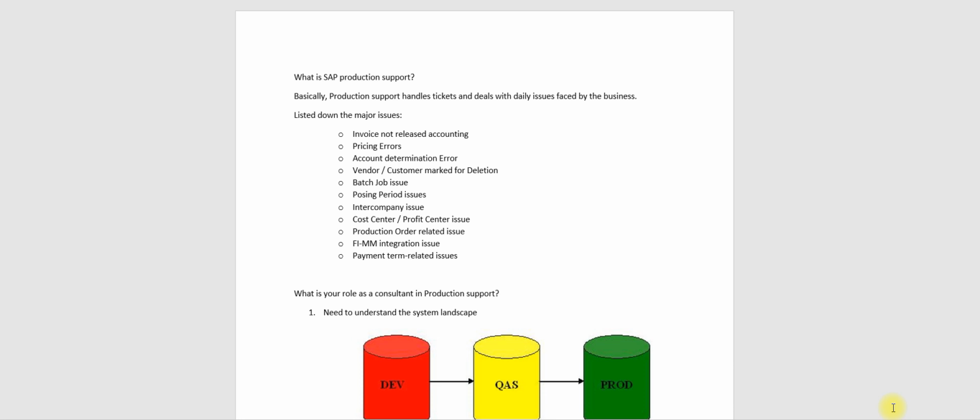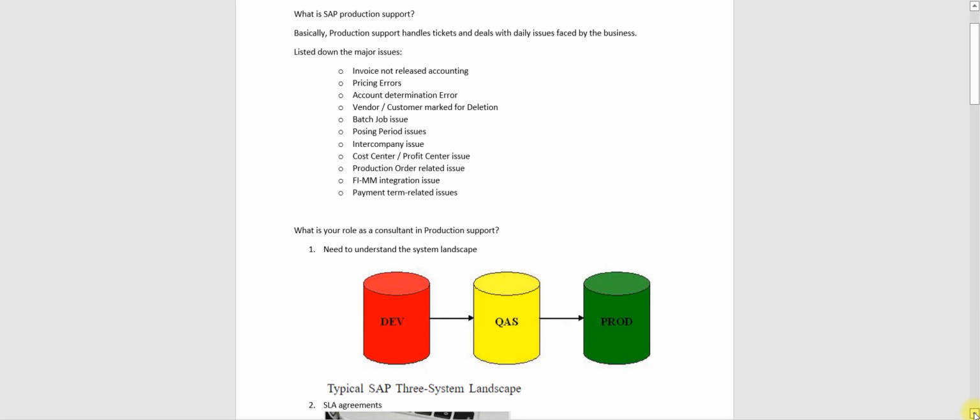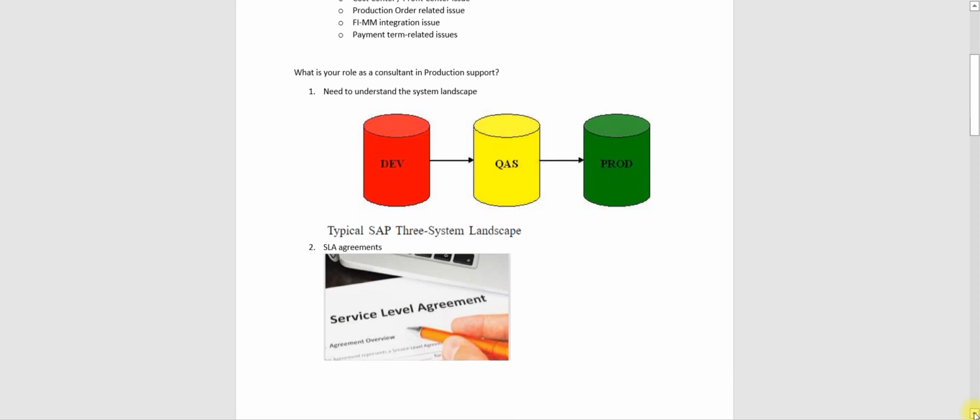So you need to address all these issues in an SLA. What do you mean by SLA? SLA is service level agreement. The service level agreement will tell you within how many days you are going to solve the issues. That is point number one. Then point number two, what is the role of a consultant in a production system?